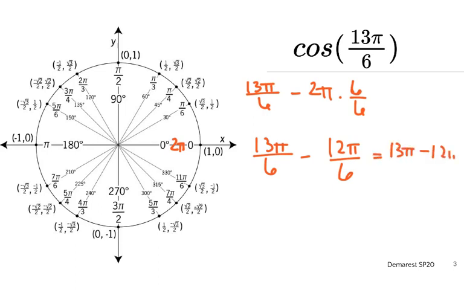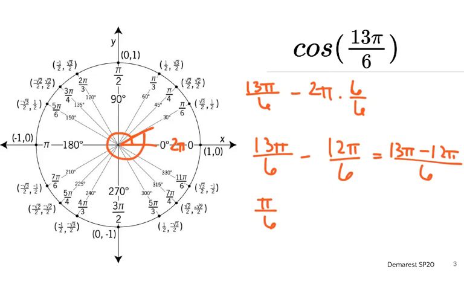Because now that they have a common denominator, I can combine the fractions. 13 pi minus 12 pi over 6. 13 pi minus 12 pi, those are like terms. You can think of it like literal pi. I have 13 pi's and I take 12 pi's away. I'm just left with 1 pi. So the answer here, the coterminal angle, would be pi over 6. So that means if I was going to graph this in standard position, it would look like this.